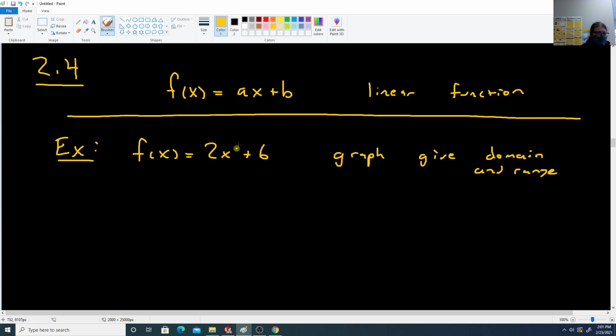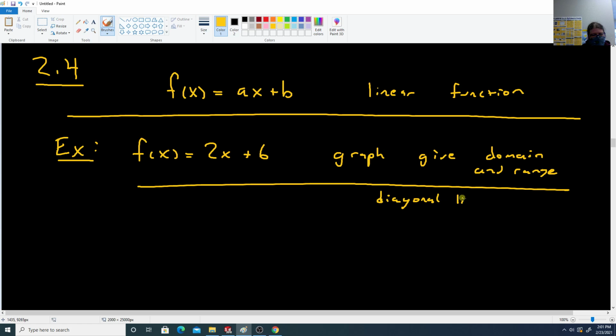We know that this is a line because it's the ax plus b form. This is a diagonal line, and I know it's diagonal because I have a slope, a number like m times x here, so that tells me it's a diagonal line. So this means the domain and range are both negative infinity to infinity. Anytime you have a diagonal line, domain and range are both negative infinity to infinity.